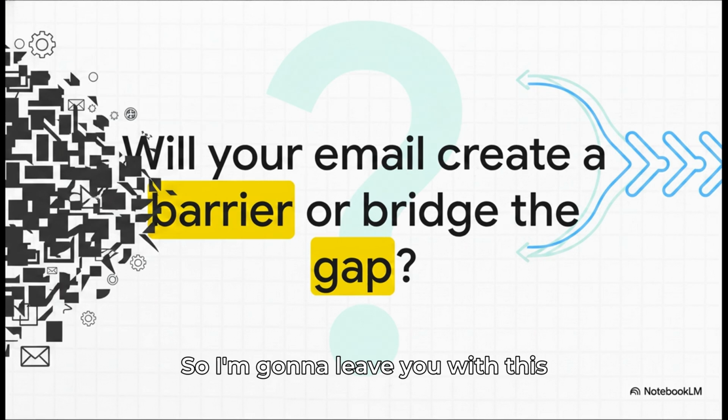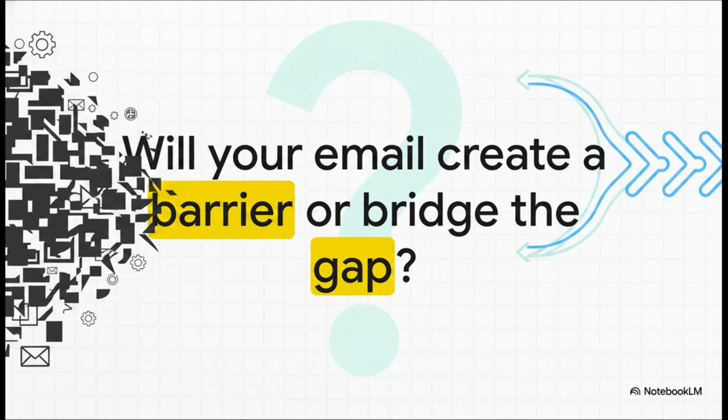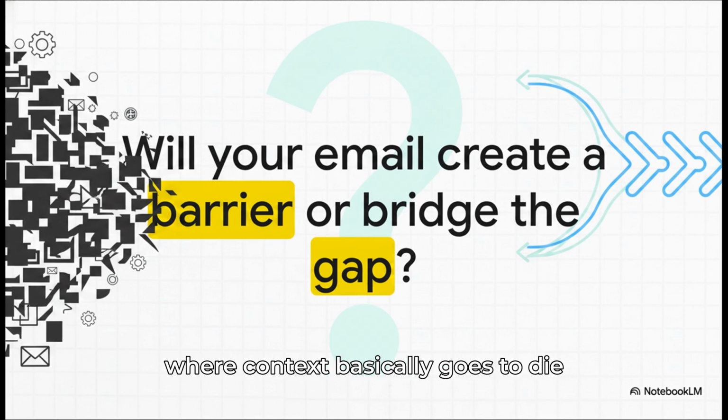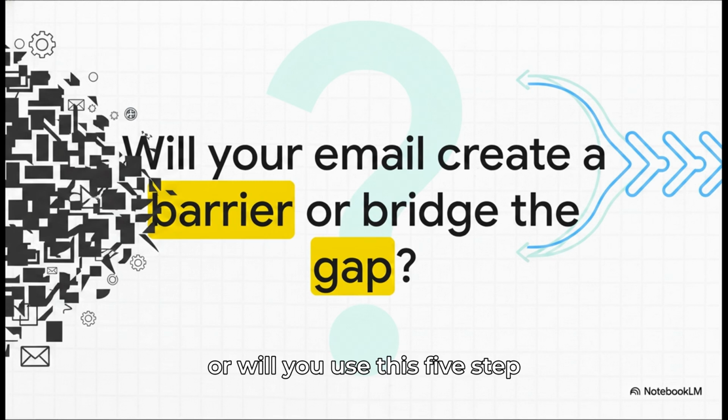So I'm going to leave you with this provocative thought. The next time a critical system breaks, and let's be real, it will break, will your escalation email create an information barrier where context basically goes to die, or will you use this 5-step algorithm to bridge the gap and drive straight to a solution? The choice, and honestly, the speed of your recovery is entirely in your hands.